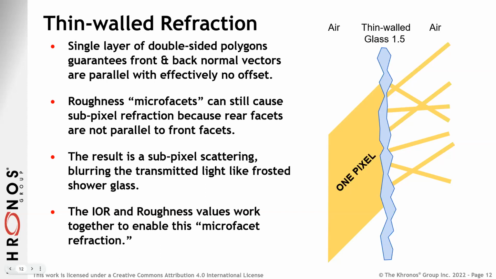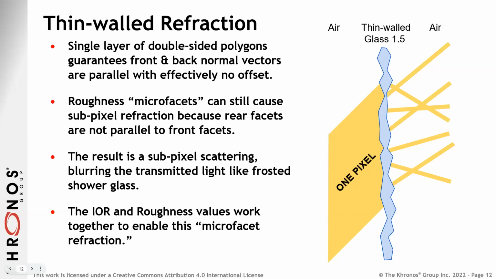So this is a piece of glass with some roughness applied, and that creates these things called microfacets on both the front and the back of a thin-walled material. And I've drawn them a little exaggerated in size. In reality, there would be many, many of these. They would be really tiny. But I'm showing them magnified here.